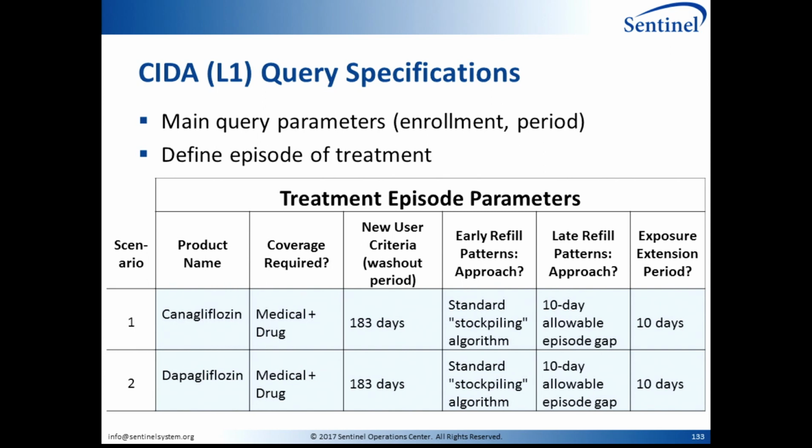And I'm going to use a standard stockpiling algorithm, which means I'm going to allow people to pick up early and I'm going to string their episodes together without having any overlap in days. And I'm going to allow people to have a gap of 10 days between picking up their next dispensings. And when I have evidence that they have a last dispensing, I'm still going to add on 10 days at the end. And I'm going to call that person exposed during that part of time.